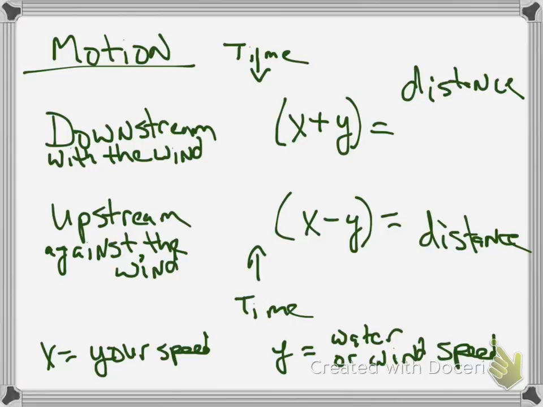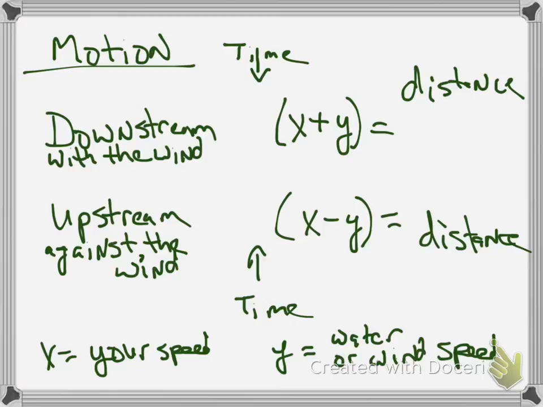Motion problems usually talk about something going downstream or with the wind, because let's say you're going down a river, you're going downstream, the water is helping you go faster. Okay, but if you're going upstream, you're working against it. So we have an x plus y because that adds to our speed, and then we have an x minus y because that takes away from our speed. Now keep in mind, x is your speed or the person we're talking about, and y will be the water or the wind. And time should always go in front.